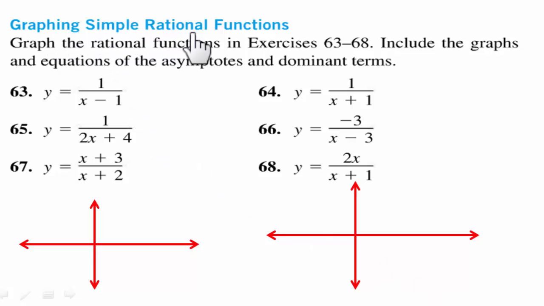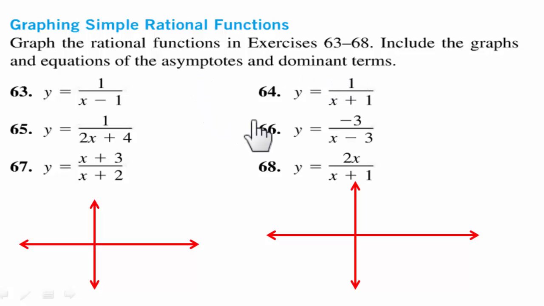Graphing simple rational functions. So we will graph the following, but I will just pick on maybe a couple of these, say number 66 and number 68. And it says to include in the graph the equations of the asymptotes and the dominant terms. Alright, that will only occur if there is a dominant term.